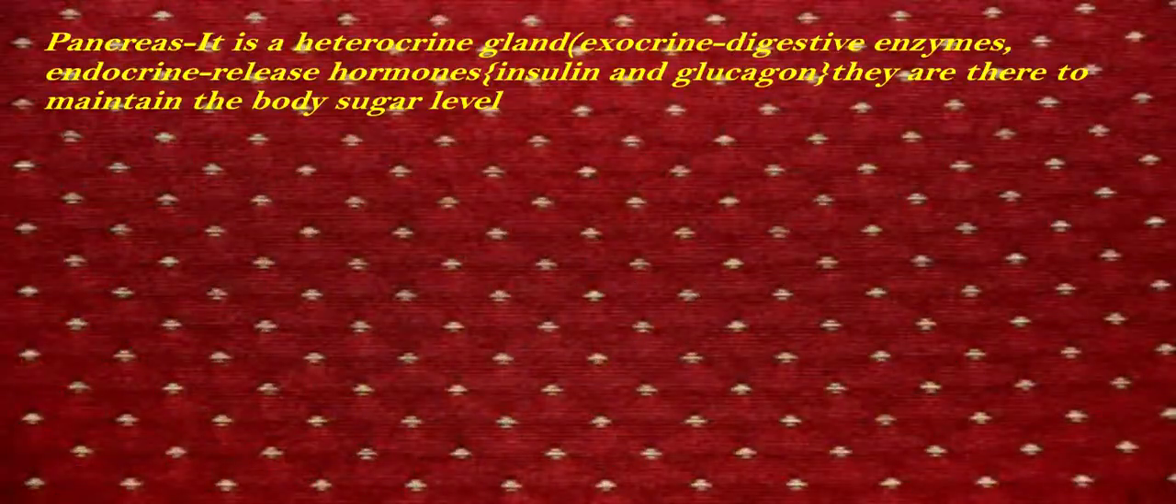Now we move towards the pancreas. Pancreas is a heterocrine gland, means it has both exocrine and endocrine functions. Exocrine how? Because it secretes the digestive enzymes. And endocrine how? It releases hormones, that are insulin and glucagon, and they are there to maintain the body sugar level.